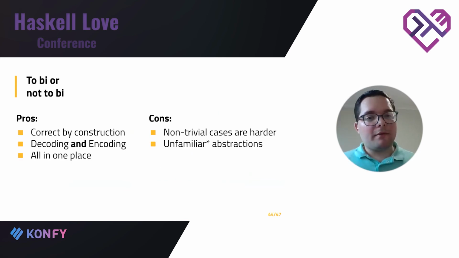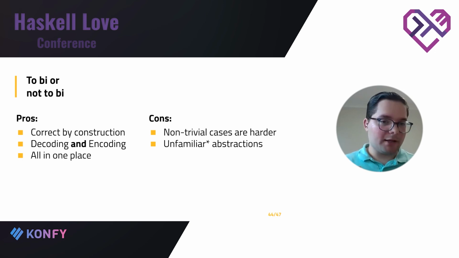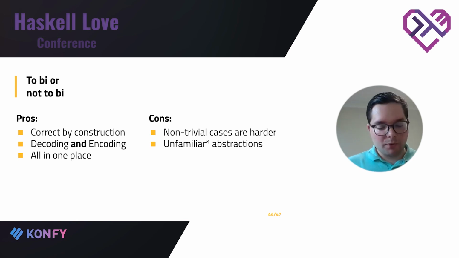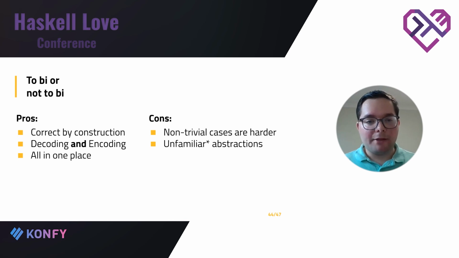So what are the benefits of this bidirectional approach? It's correct by construction. Well, if the library has no bugs, but we do a lot of tests. So you just specify your decoder, and you have conversion in both ways, and it's correct by construction. And you also have decoding and encoding out of the box. So for some simple cases, you can write the same amount of code that you would write for unidirectional conversion, but you have conversion in both ways, and it could be really useful.